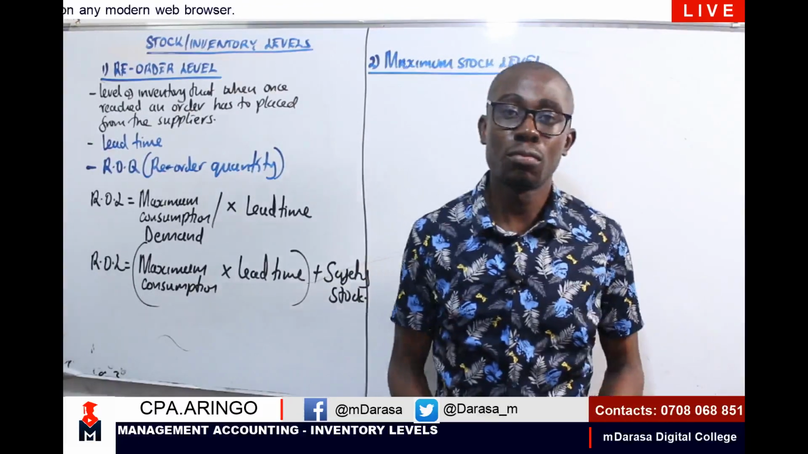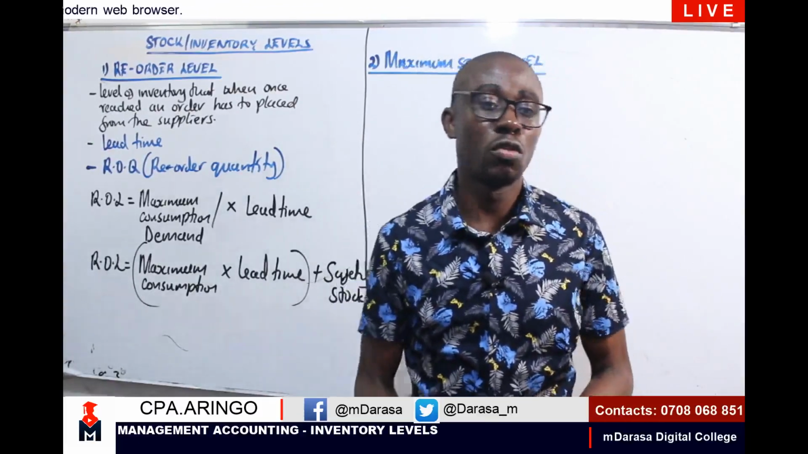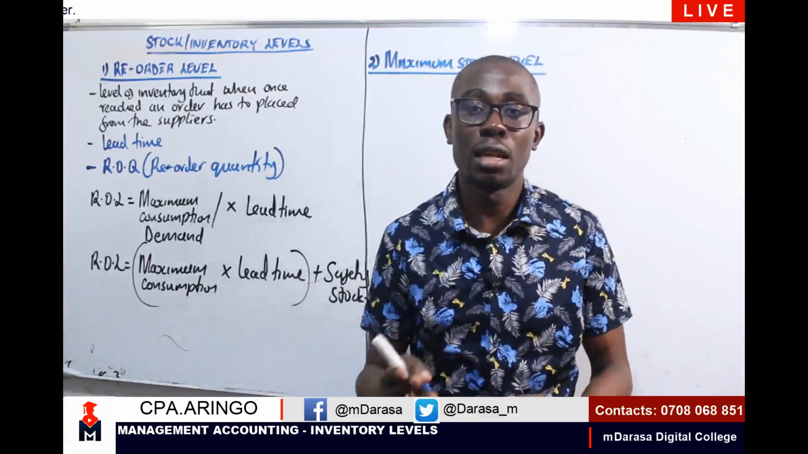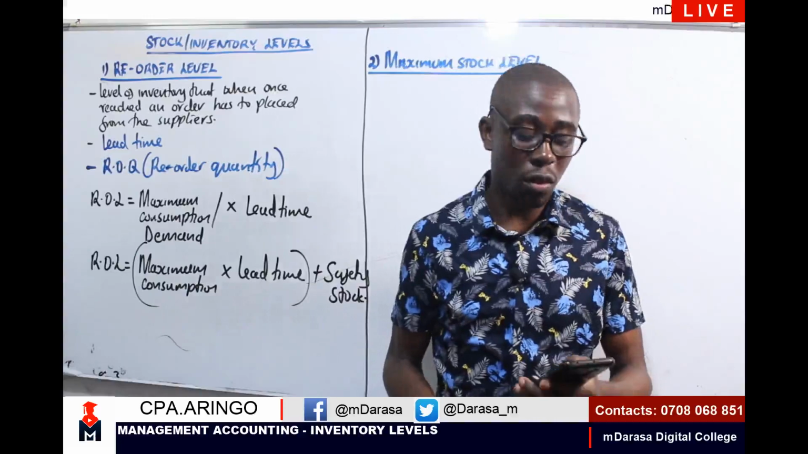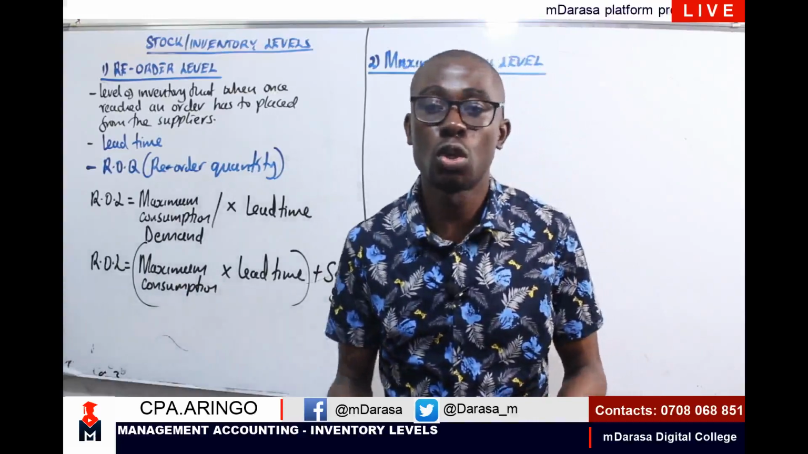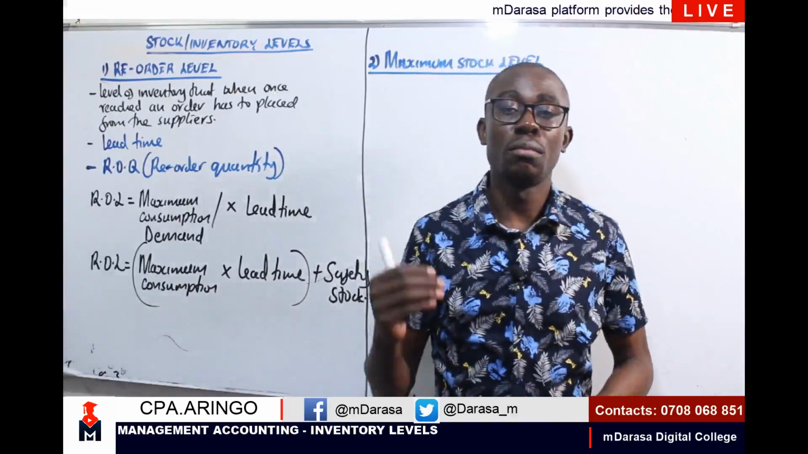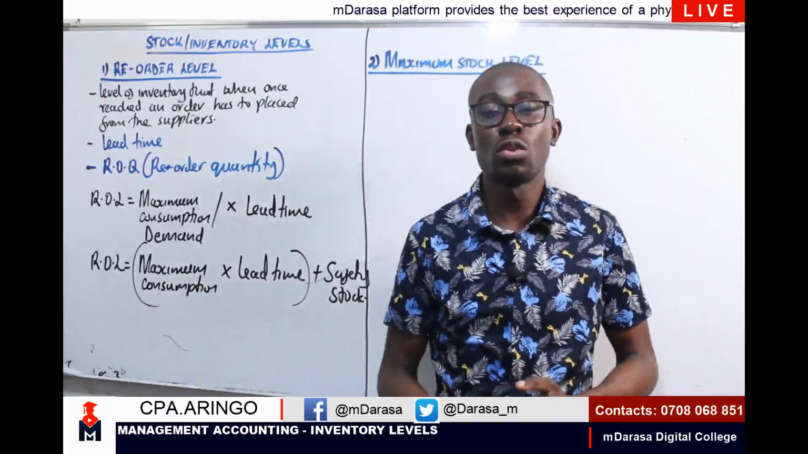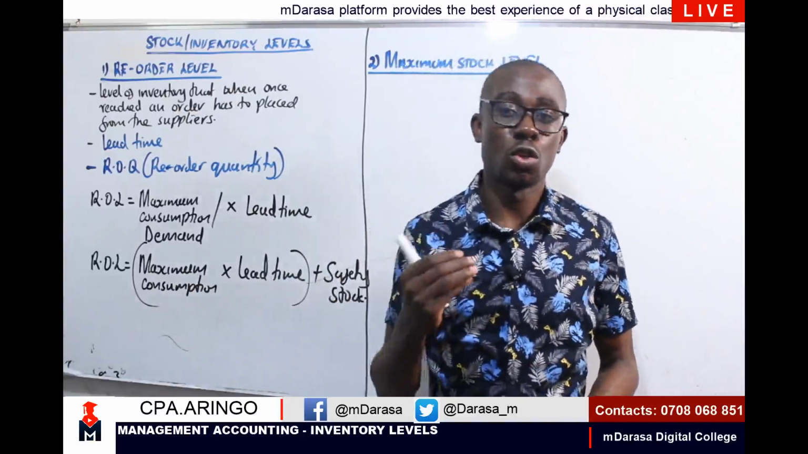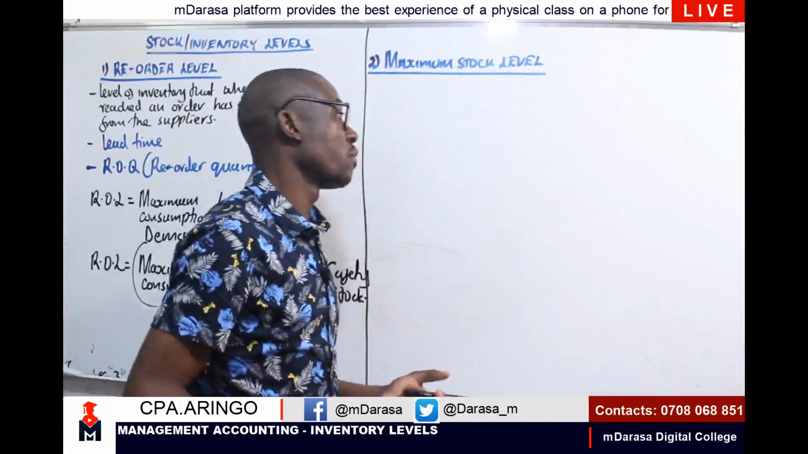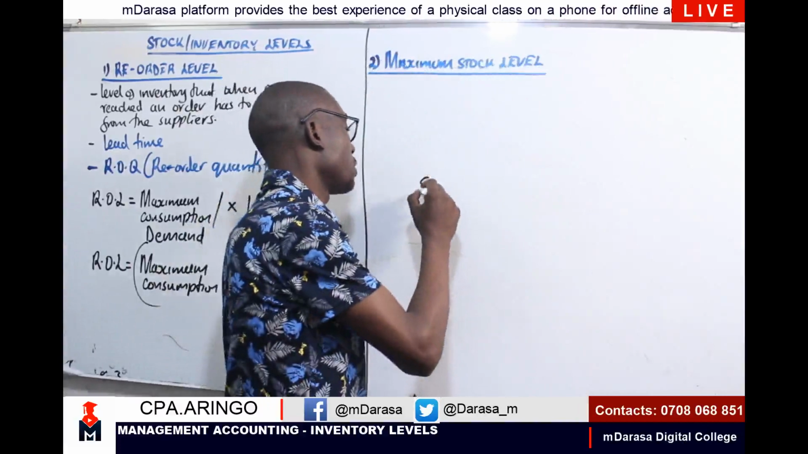So in very simple terms, anytime you're talking of a maximum stock level, my good students, we are looking at the level of inventory which the firm should not exceed. Beyond that level, the firm will be overstocking. This is what you're referring to as a maximum stock level. So say for example, we've set a level whereby the firm is to maintain, say, 50,000 units.